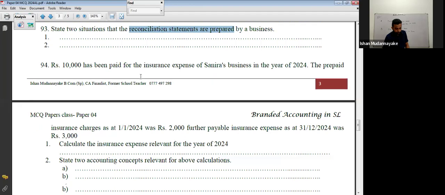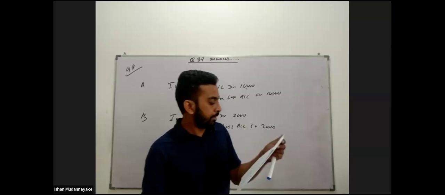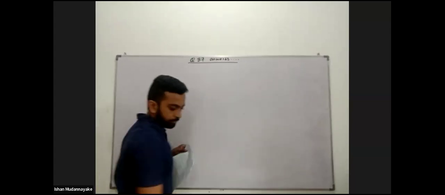Question 94. Look at question 94. 10,000 rupees has been paid for the insurance expense of Sanira's business in the year 2024. The prepaid insurance charges on 1st April 24 was 2,000, and the payable insurance expense on 31st December 24 was 3,000. Calculate the insurance expense relevant for the accounting year.